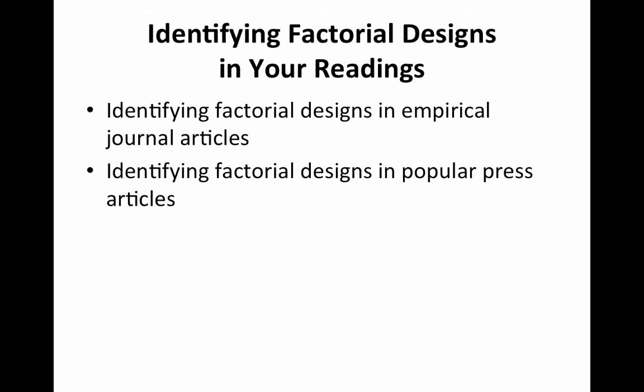Okay, identifying factorial designs in your readings. It's pretty easy to do this in a journal. For a research article, they're going to tell you it's a factorial design. They're going to have the nomenclature like you just saw. In a popular press, they won't say that, but they'll give you the clues, and they might say it depends, or they'll describe it in such a way that you'll be able to tell that there's multiple factors and there's an interaction if there is one.